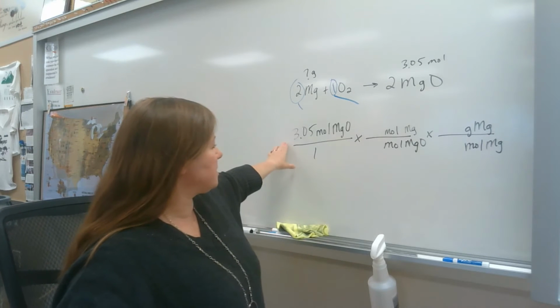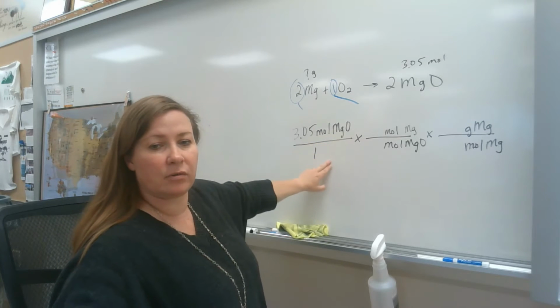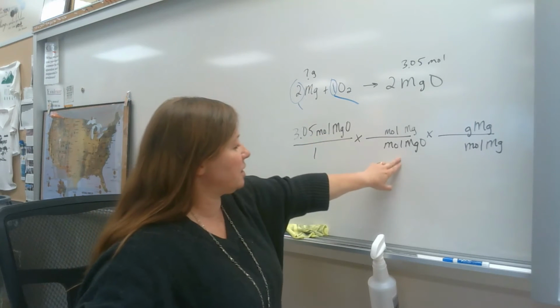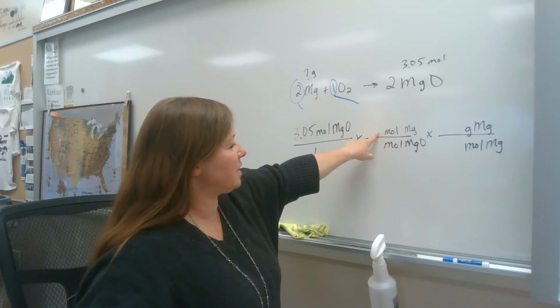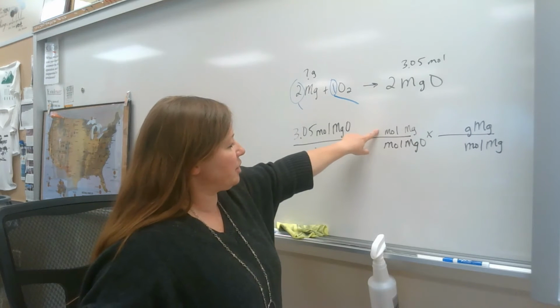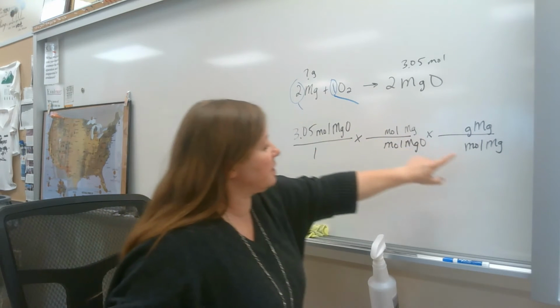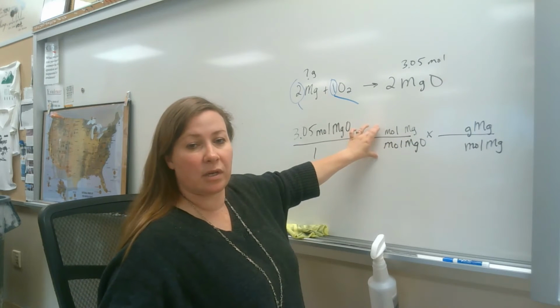Okay, so here you can see it a little bigger. We have 3.05 moles of MgO, that's the number from the question, over 1. We put this unit here so that it will cancel, and we can go from moles of one thing to moles of the next thing to grams of that thing. So we're going moles of MgO to moles of Mg, and then moles of Mg to grams of Mg. Now we need to figure out the numbers that go in here.